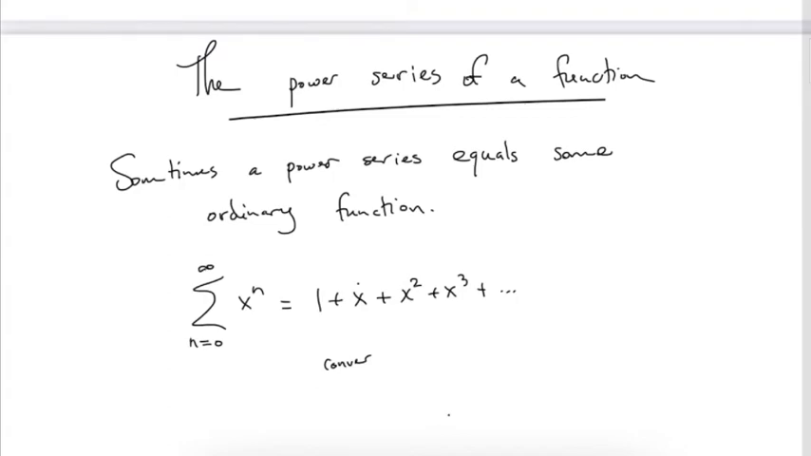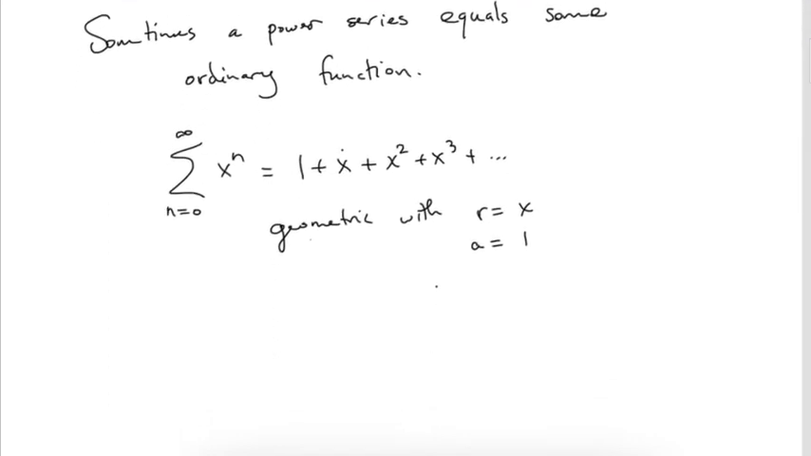I actually want to write down what I just said. This is geometric with r equal x, a equal 1. Geometric means if you divide any one term by the previous one, you get the same answer every time. That's true in this example. Any one of those terms divided by the previous one, the answer is x, and that's the r. And the a, remember, was just the first term in the series, which in this example is 1. So this is a geometric series with r equals x and a equals 1.